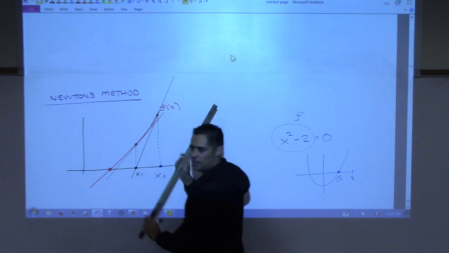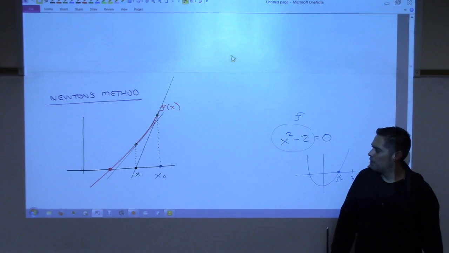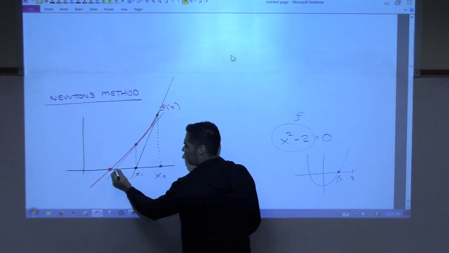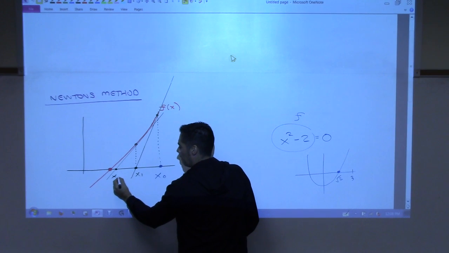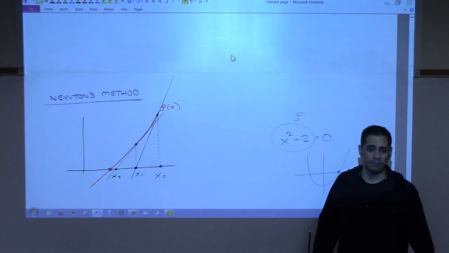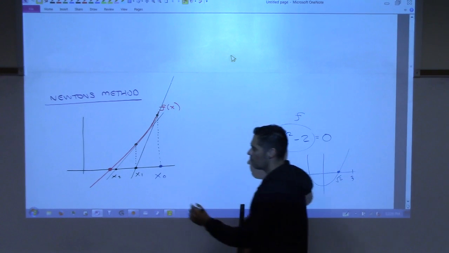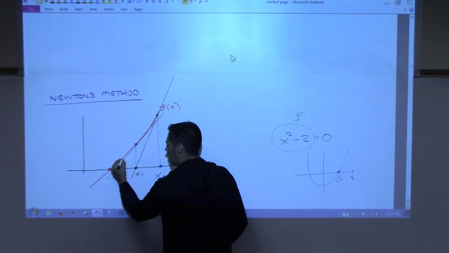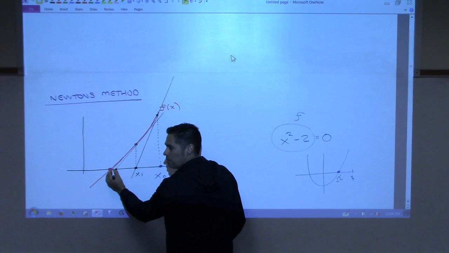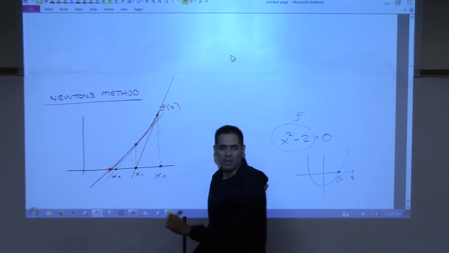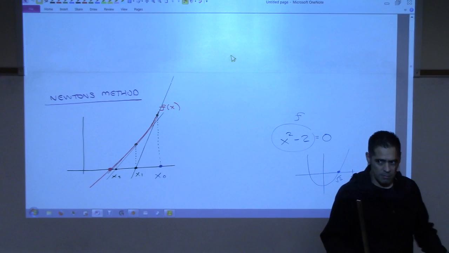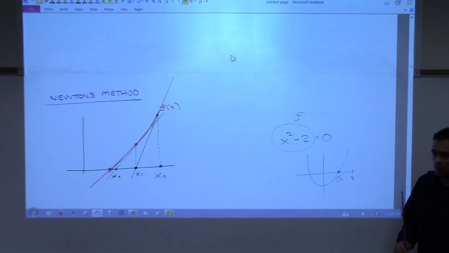And do you see what's happening? This next point where that tangent line crosses is even closer. And then I repeat the process again. Tangent line again, it's even closer. Repeat the process. And you can do this over and over and over.